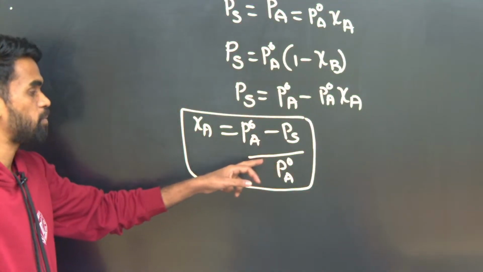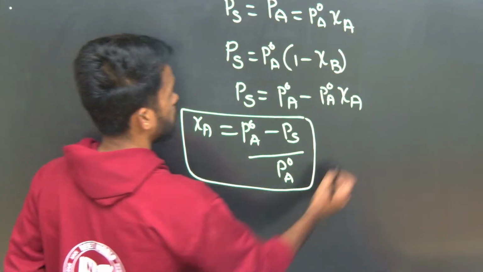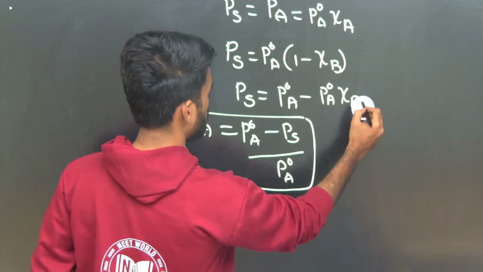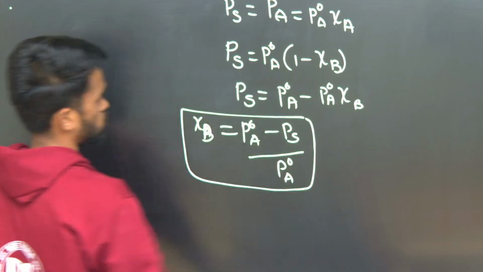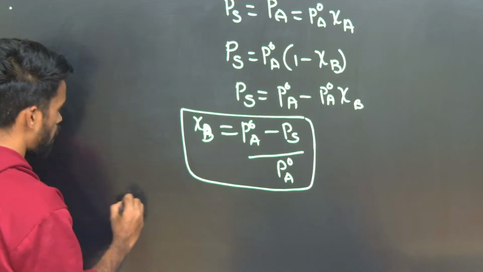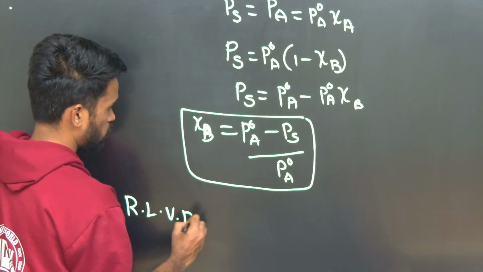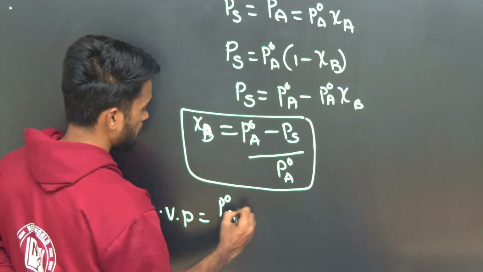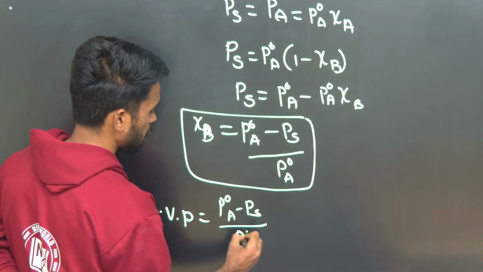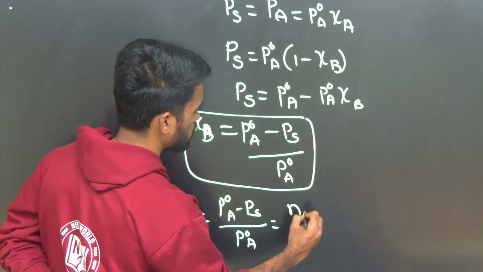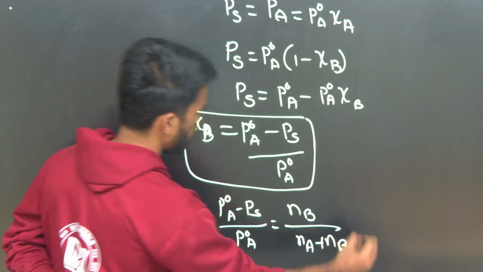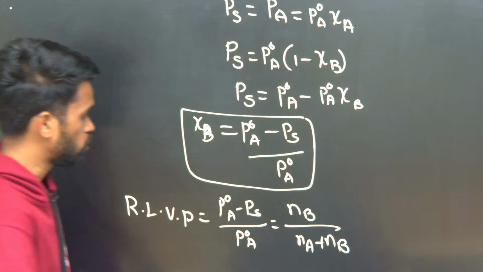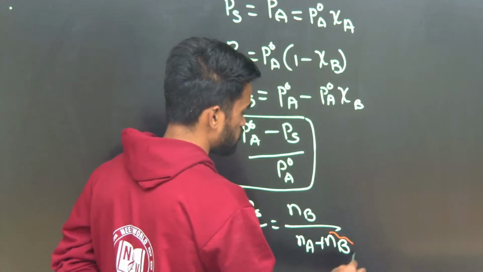So this is our RLVP. Relative lowering of vapor pressure will be equal to the mole fraction of solute. That is, RLVP equals P naught A minus PS by P naught A, which equals number of moles of solute by total number of moles, NA plus NB. While doing numericals, you can ignore the number of moles of solute in the denominator.